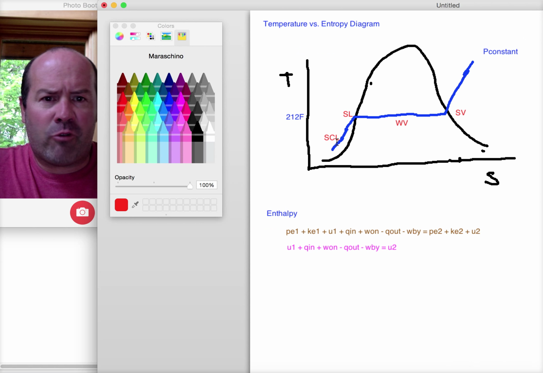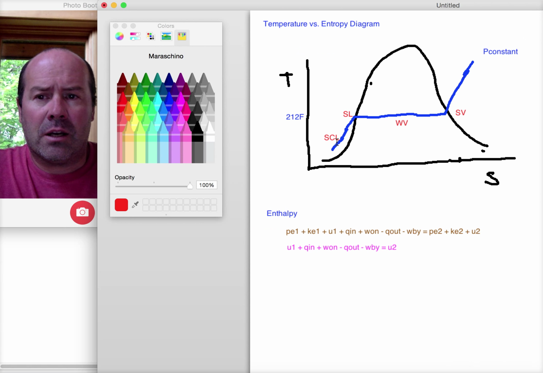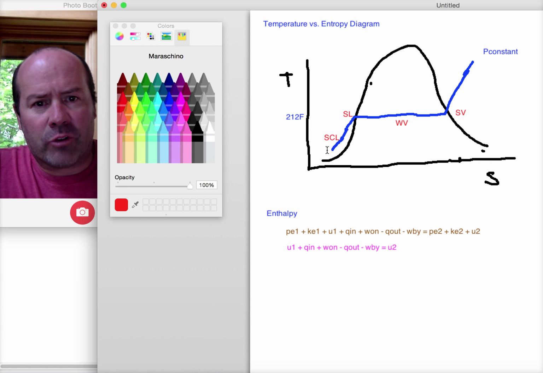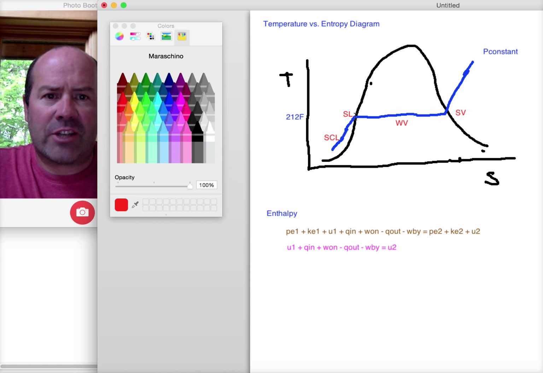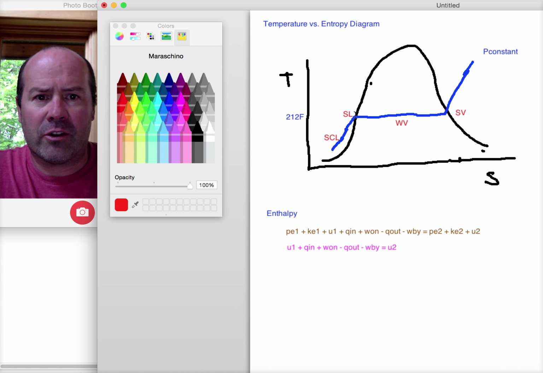So far we've got 4 phases of the fluid: subcooled liquid, saturated liquid. Subcooled liquid is a whole region. Saturated liquid is a point, exactly when the temperature and pressure of saturation go together and you're on the vapor dome and you have 0 vapor, all liquid.